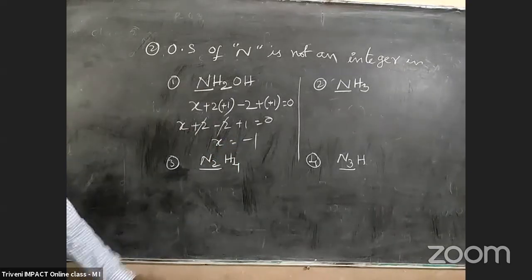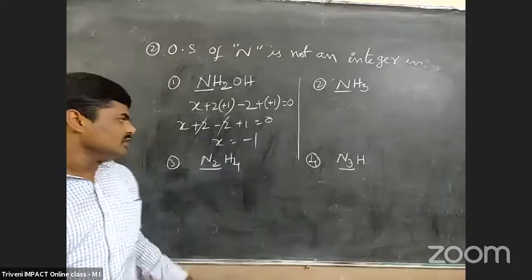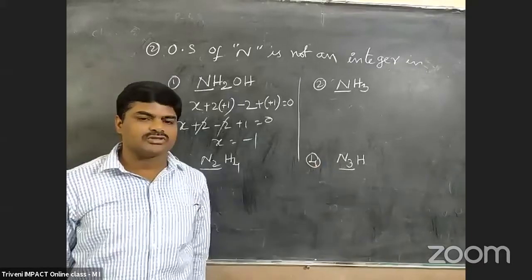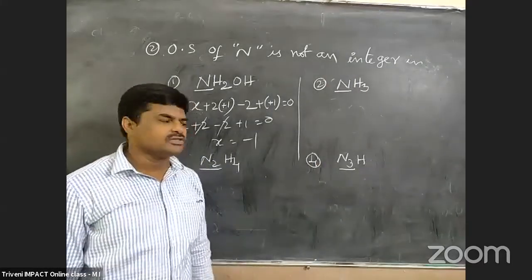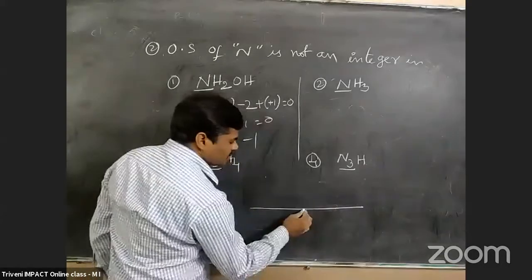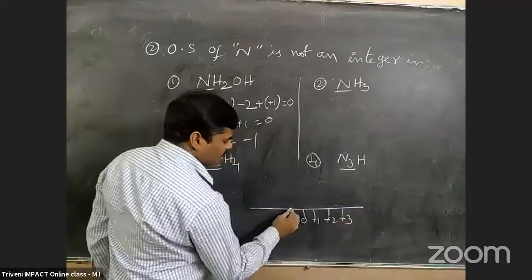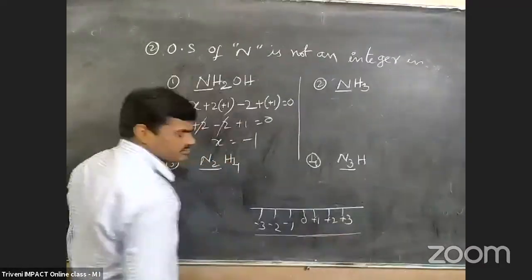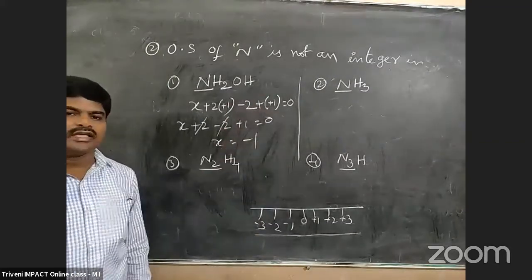All of you note down. In the same way, calculate the nitrogen oxidation state in the second option, the third option, and the fourth option. In which option is it not an integer? Integers are 0, +1, +2, +3, or -1, -2, -3. Here -1 is an integer, so it is not the correct answer.